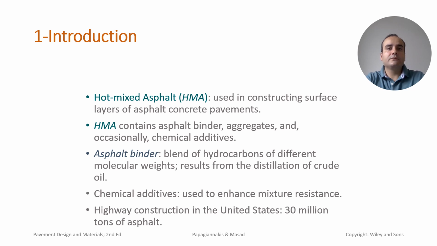Let's start with the basics. Hot mix asphalt, also known as HMA. HMA is the most common material used in constructing the surface layers of asphalt pavements. It consists of an asphalt binder, aggregates, and sometimes some chemical additives to improve performance. The asphalt binder is a blend of hydrocarbons derived from the distillation of crude oil. Its composition and properties are key in determining the durability and strength of the pavement.